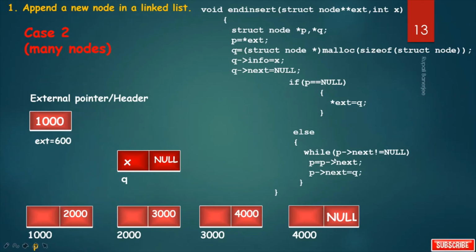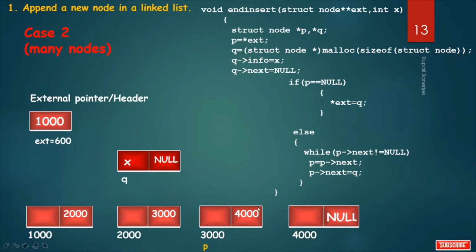list. So while p arrow next not equals to null, first time p is this. Is p arrow next null? No. Then new p is previous p arrow next. Now p arrow next is what? 2000. So now the new p is this. Again, is p arrow next null? No, it is 3000. So p is p arrow next. Now p is 3000.